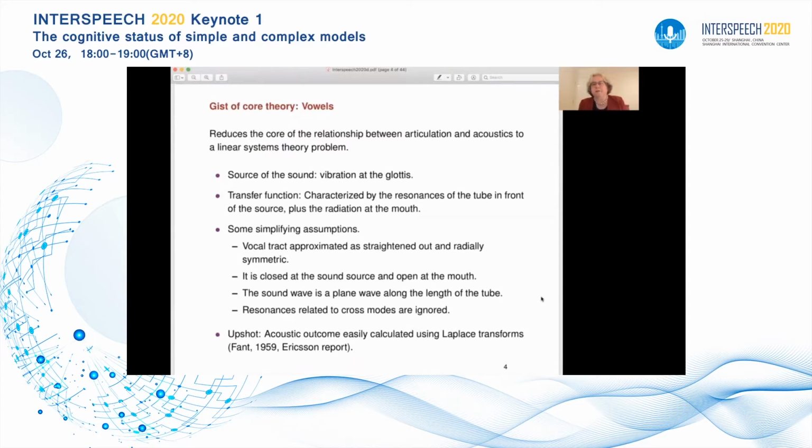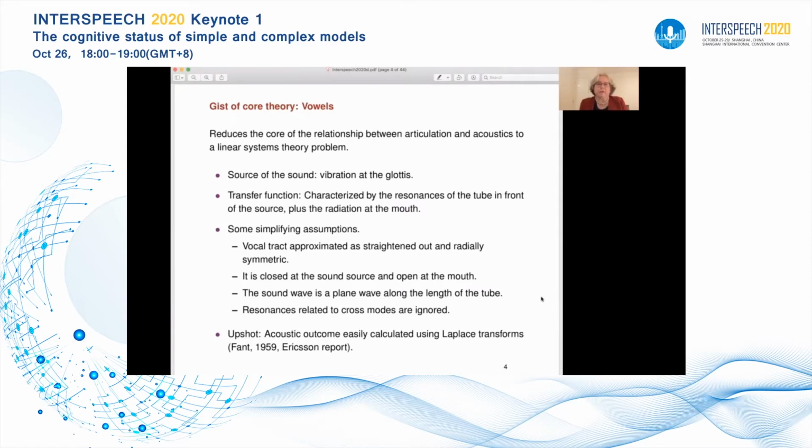Now, the centerpiece of this theory is a theory of vowels. And that reduces the core of the relationship between articulation and acoustics to a linear systems theory problem. So the source of the sound is the vibration at the glottis. And then there's a transfer function, which is characterized by the resonance of the tube in front of the source and also the radiation at the mouth. And then there are some simplifying assumptions, and they are very severe simplifying assumptions.